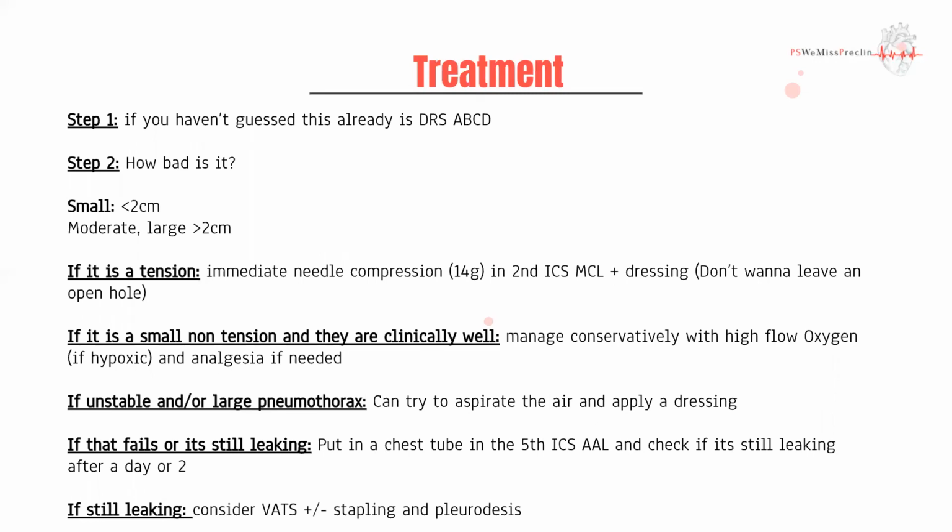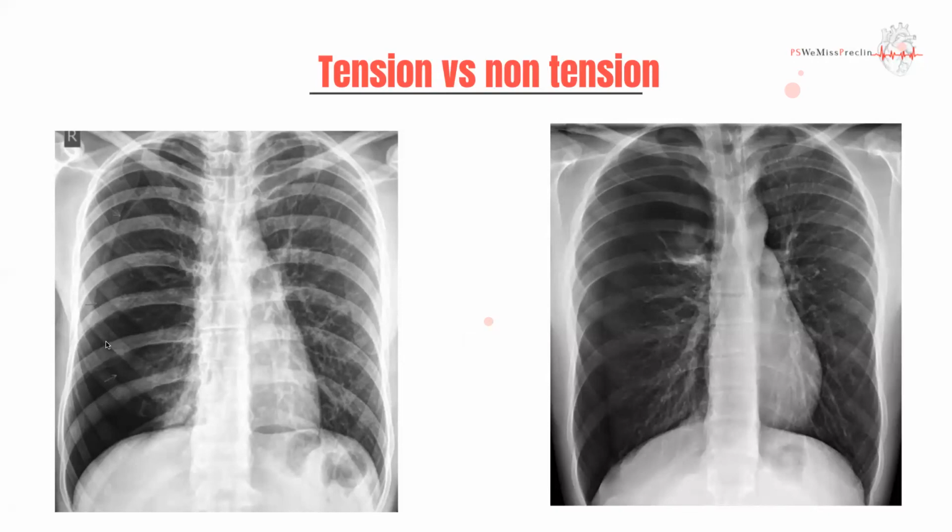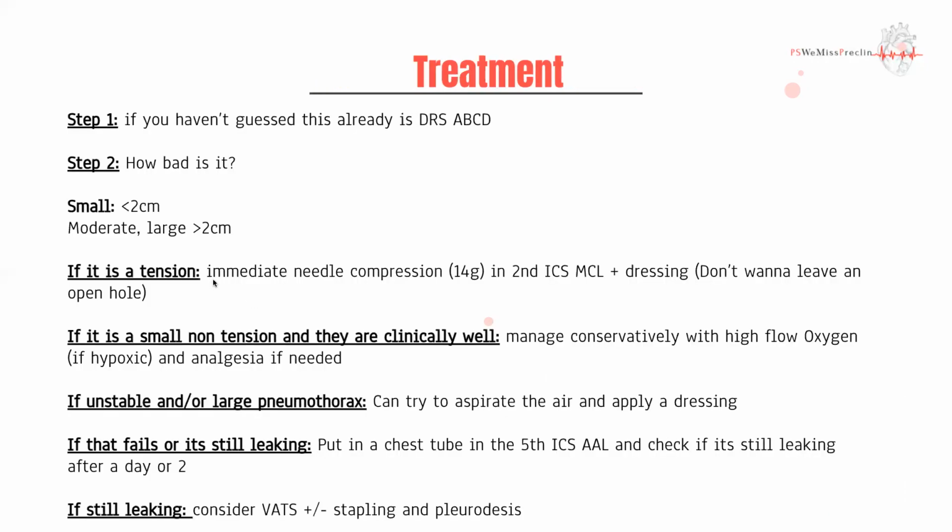Step 2 is assess clinical severity as well as the size of the pneumothorax. How big is it? If it's small, that's usually less than 2 centimeters. Moderate and large tend to be greater than 2. If it is a tension, regardless of size, they need immediate needle decompression because they have air trapped that's causing a buildup of pressure, and that's going to be really bad.